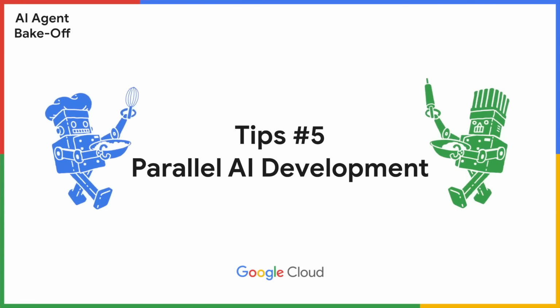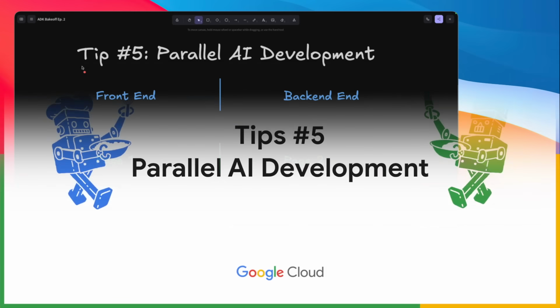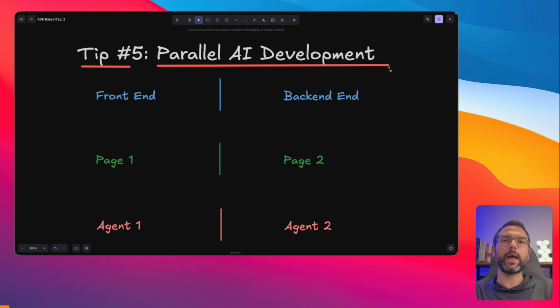All right. So the 5th tip that I wanted to share with you guys is that you should be doing parallel AI development to move as fast as possible in building out your AI projects.